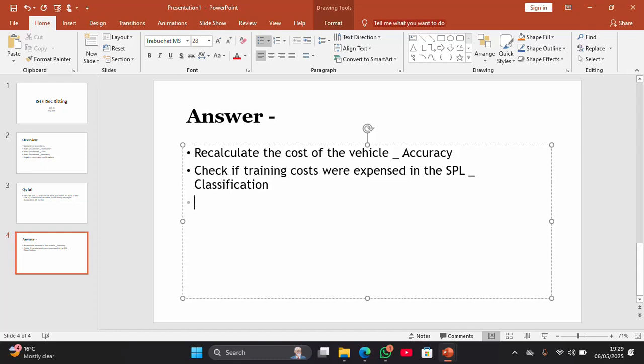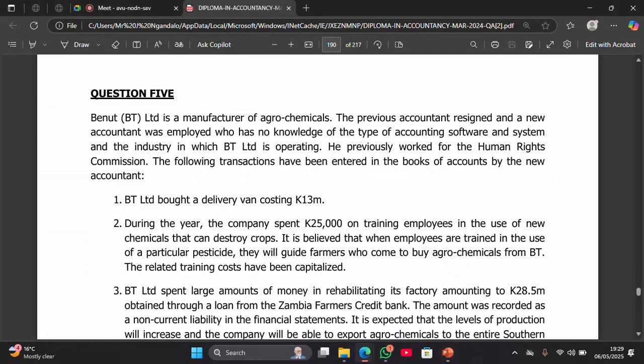Ask for a schedule for the people who went for training to find out if what was recorded is correct. Ask for a schedule and the cost. Ask for the trainer's invoice. You want to ensure that the figure that has been posted, 25 million, is the correct amount that should have been posted. Okay, please remember that.